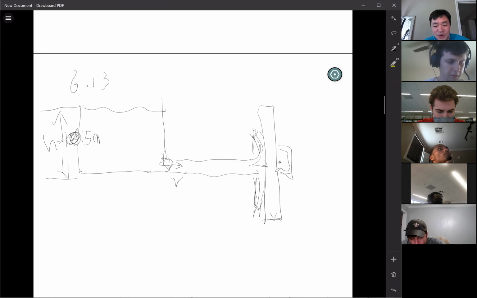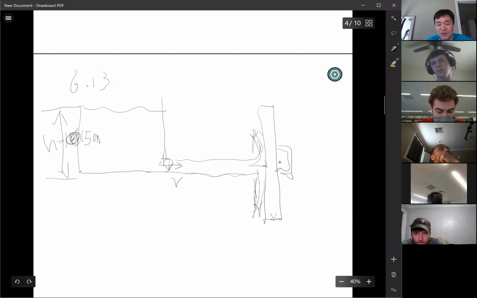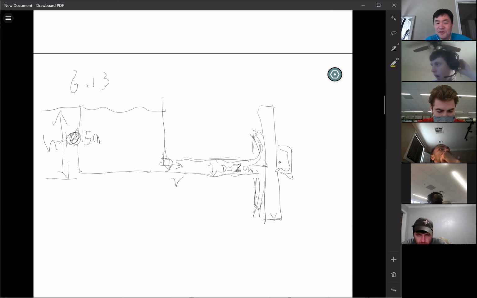Okay, so you shoot it out with velocity. Assume that there's no loss, so the water stream is the same diameter. I might give you a diameter, whatever diameter, let's say 5 centimeters. That's too big. 2 centimeters. So what's the force needed to hold this plate, hold this shell in place?